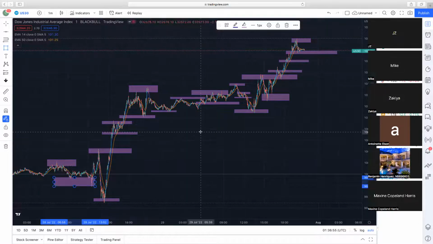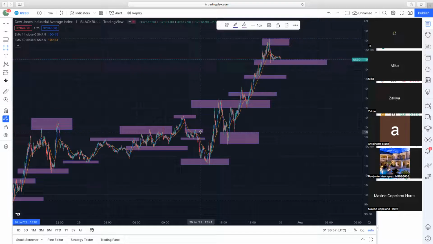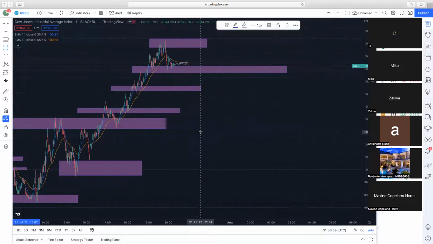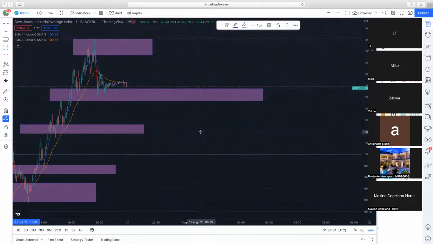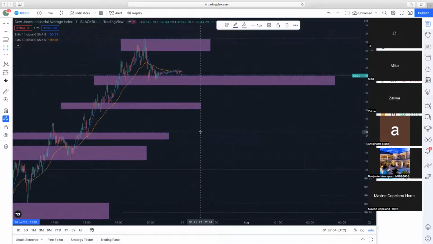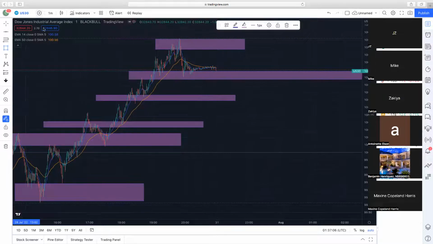So then you've got your zones. Then look what happens when you go back, you see that you've got them all. You've got all the moves. You've got all the zones.